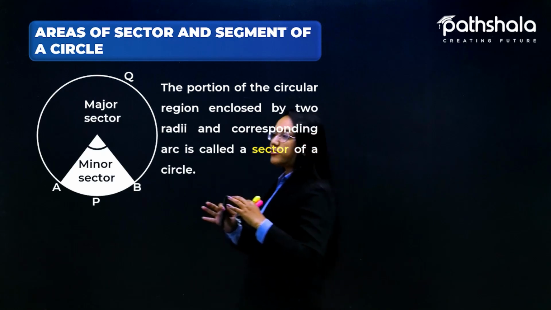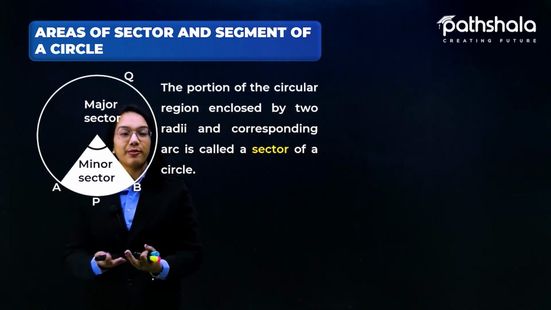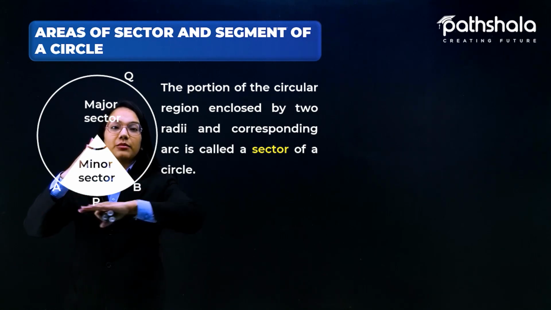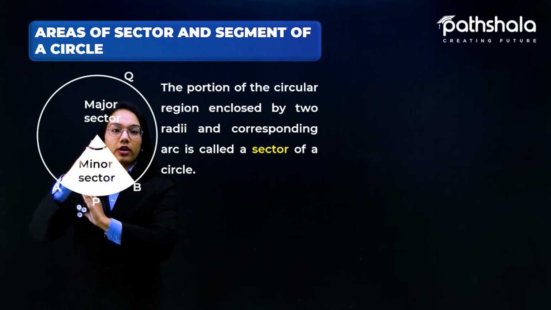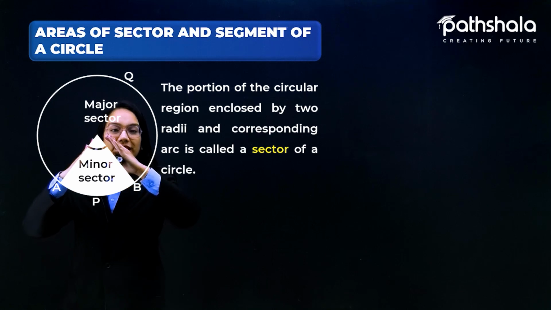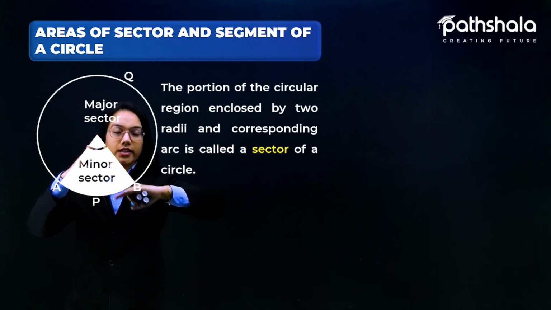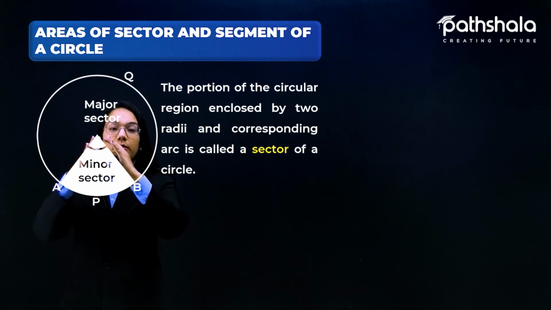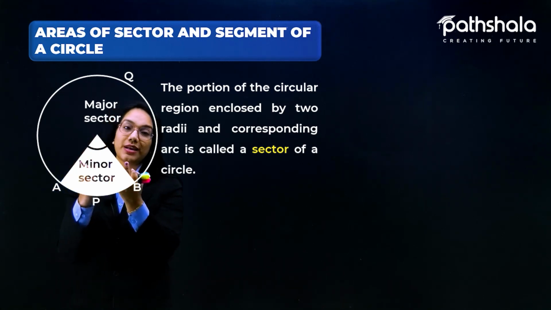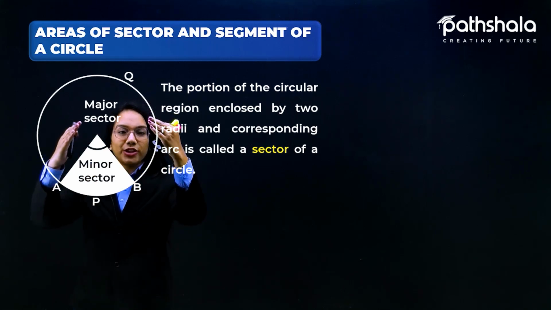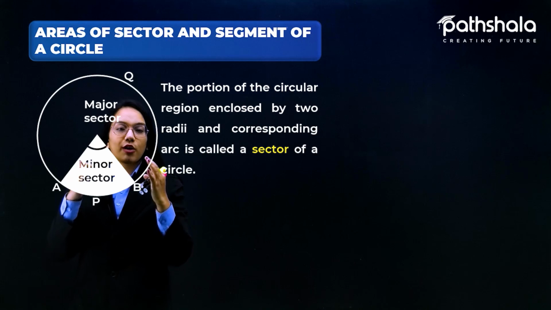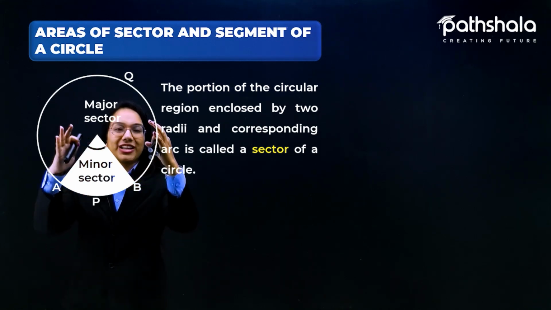Let us suppose I'm talking about this particular circle, and we can see that these are the two radii of the circle, and this is the arc. The area enclosed by these two radii and this arc is called the sector. A sector is of two types: a minor sector, because it is a minor portion, and a major sector, because it is a major portion.